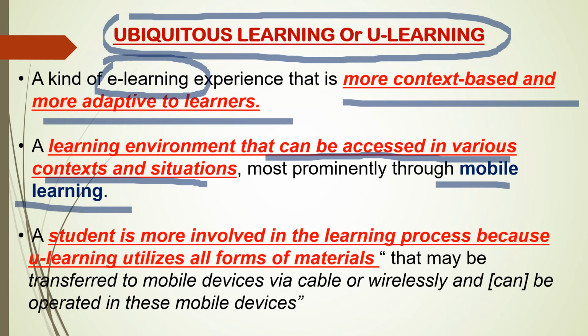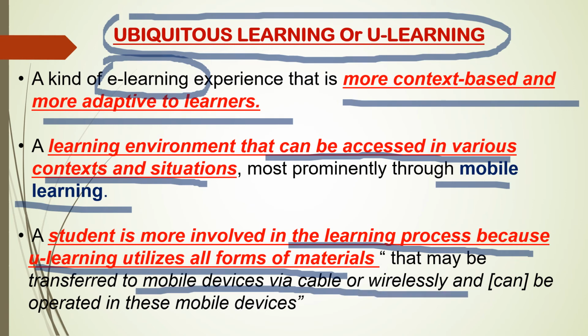So next, a learning environment that can be accessed in various contexts and situations, most prominently through mobile learning. So since it is through mobile learning, it means we can access those information wherever we are. And next one, a student is more involved in the learning process because learning utilizes all forms of materials that may be transferred to mobile devices via cable or wirelessly and be operated in these mobile devices.